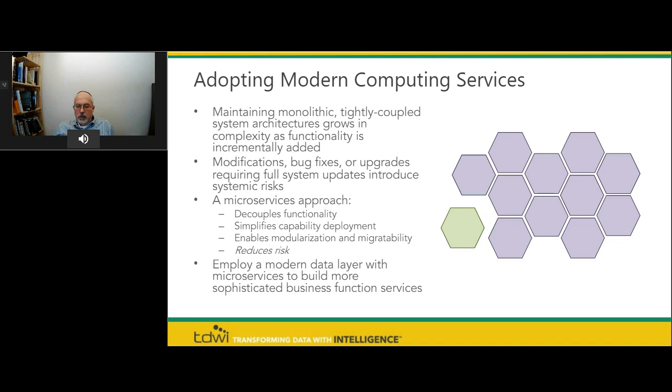And in fact, if you use the right kind of data layer and infrastructure, you can migrate that entire capability across multiple deployment platforms without having to recode your application to address an underlying technical infrastructure dependency. And by doing so, this overall reduces risk. And that is a beneficial thing for organizations in the financial industry. So employ a modern data layer with microservices to build more sophisticated business function capabilities.